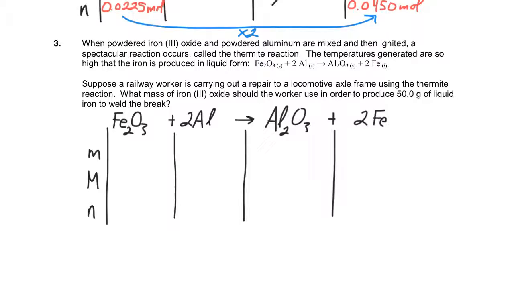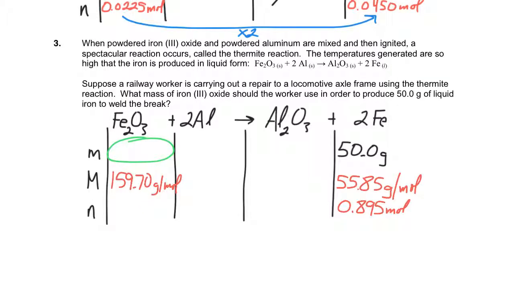So start by filling out your reaction, your balanced chemical equation. Start by putting in the stoichiometry grid: mass, molar mass, number of moles. Fill in what you know. I have 50 grams of liquid iron being produced, and I want to know what mass of iron 3 oxide I should start with. And the general form is start where you know the information, find number of moles, use your molar ratios to find moles of your target, and then calculate mass. So I know that 0.895 moles of iron are produced.